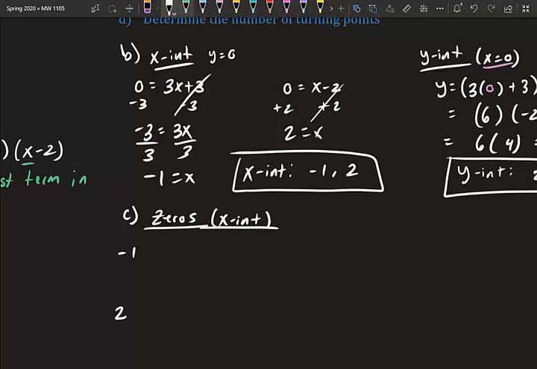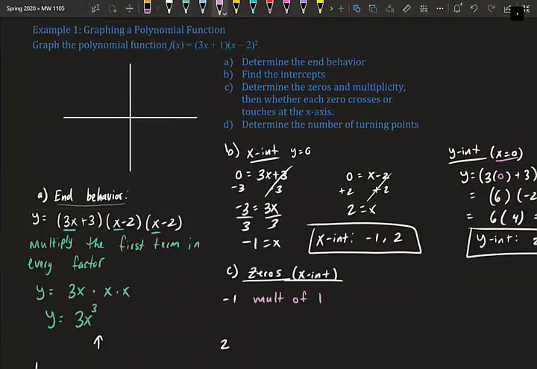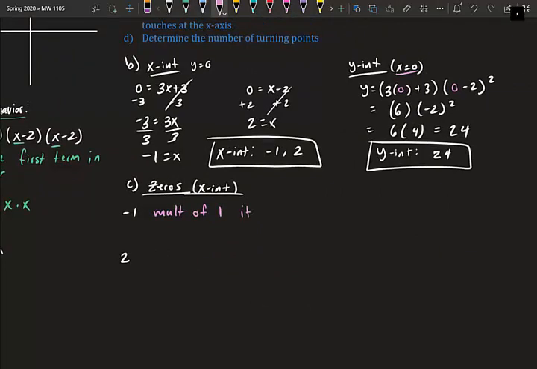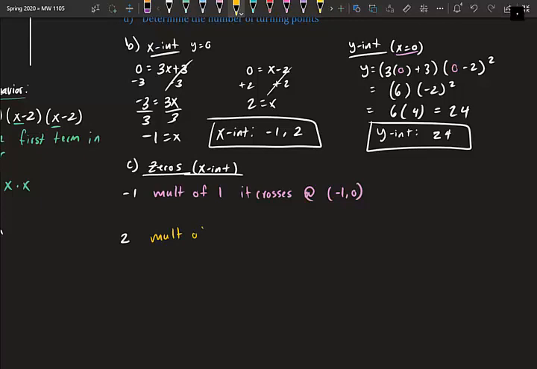So negative 1, it has a multiplicity of 1. How do I know the multiplicity is 1? Well, there's always a little 1 right there. So that's how I know it's 1. So since it's a multiplicity of 1, that's odd. It crosses at -1, 0. What do I mean by it? The graph. 2, it actually has a multiplicity of 2. Since it has a multiplicity of 2 that's even, it touches at 2, 0. That is from 5.1, ETOC.